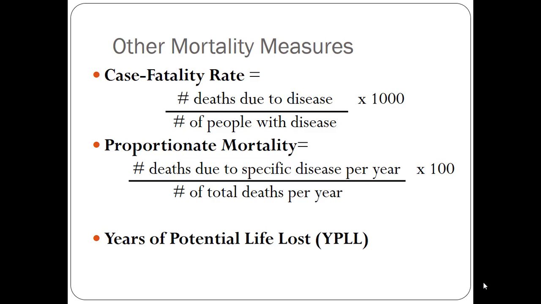Then all YPLL for all individuals, for all causes, are added together to obtain the total years of potential life lost for a population. It's very critical to know what assumptions have been made, especially about what constitutes the standard in a particular population.